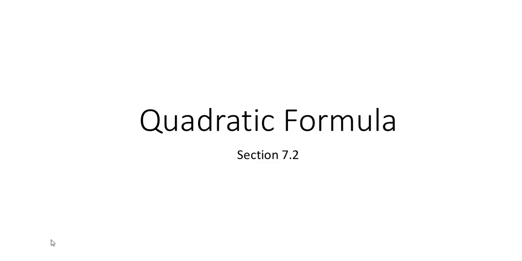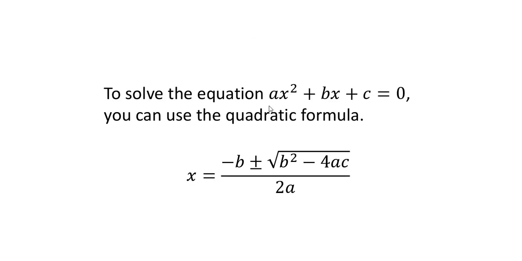In this video, we're going to take a look at section 7.2 on solving quadratic equations using the quadratic formula. To solve the equation ax squared plus bx plus c equals 0, you can use the quadratic formula, which is given here. x equals negative b plus or minus the square root of b squared minus 4ac, that whole thing over 2a.